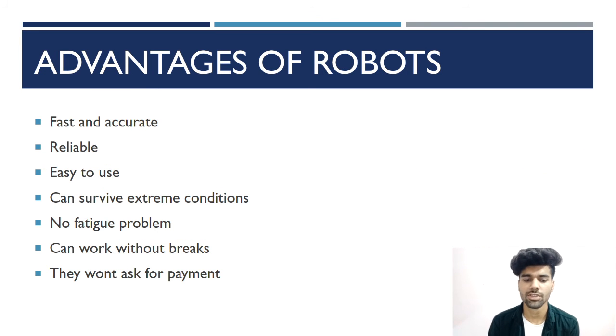Advantages of robots. There are many advantages of robots. The major ones are: robots are fast and accurate, they are reliable, they are easy to use, they can survive extreme conditions, they do not have any fatigue problem, and they can work without breaks.